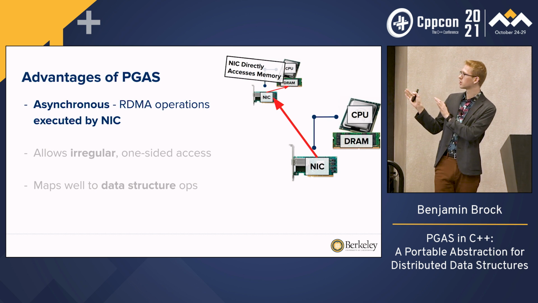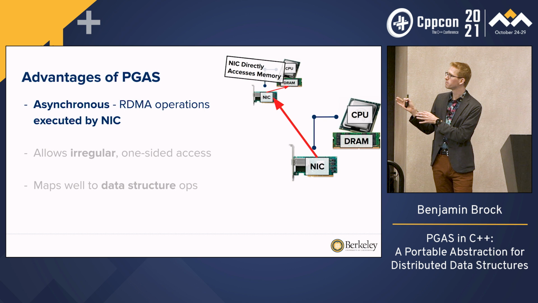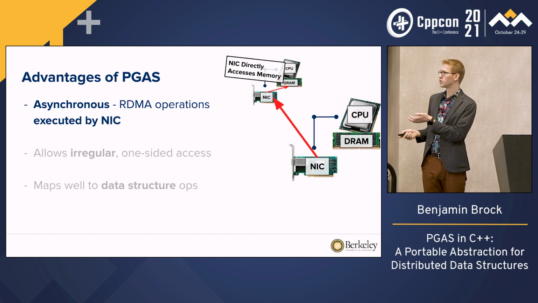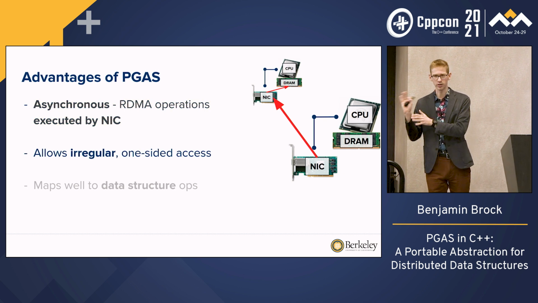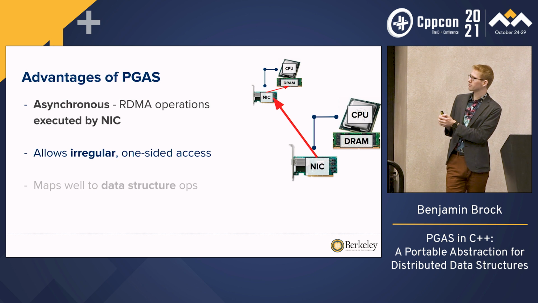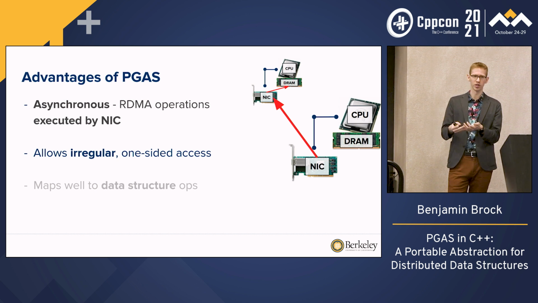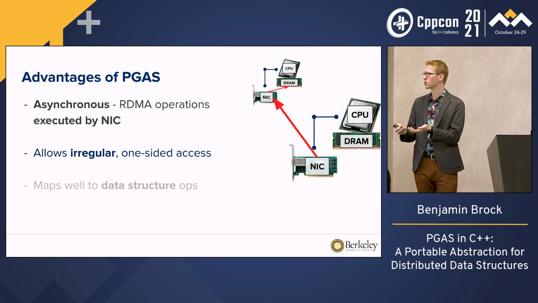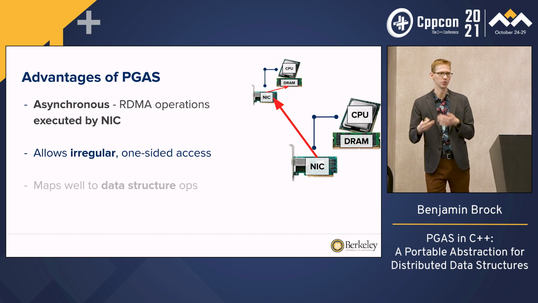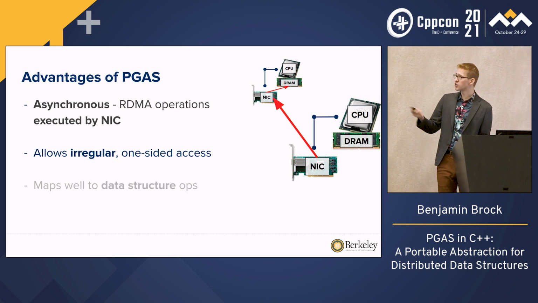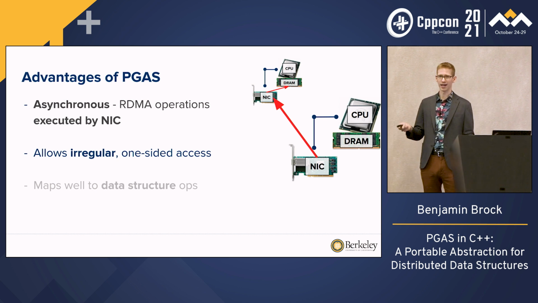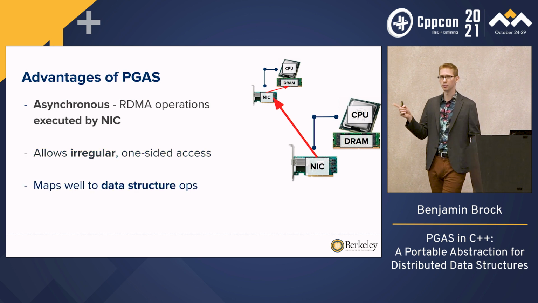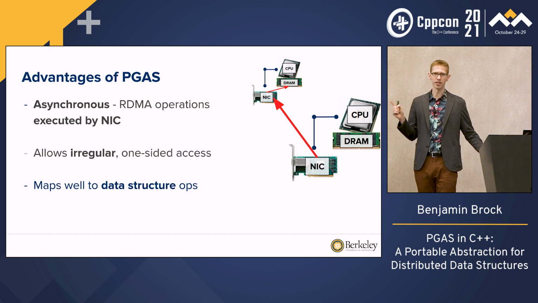So the network interface card on both sides can directly access the memory, and the CPU doesn't need to be involved with this. So this can lead to very, very fast, like microsecond, accesses. And also, there's an advantage that you don't have to worry about attentiveness, right? So you don't have to worry about whether the CPU is going to enter some kind of a progress loop, or whether the program is aware that it's supposed to be receiving a message. And this is very useful because it allows for irregular one-sided accesses that are very fine-grained and very low latency. And it's also useful because this kind of access maps well onto data structure operations.